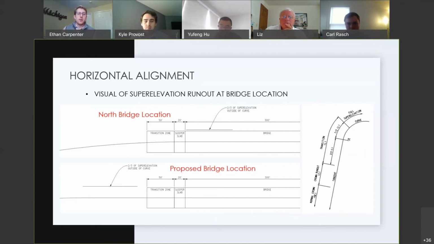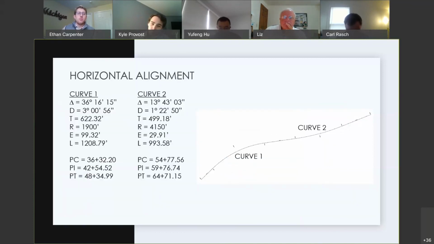As you can see in the diagram, the north bridge does not allow a super elevation runout of the proposed length. The only option for the northern proposed bridge alternative is to use a straight line method of design, which is considered to be a less viable option. This led us to ultimately choose the southern proposed bridge location with a radius of 1,900 feet to allow for a 50-foot transition zone at the bridge. The final curve data is seen with curve 1 and 2 having a super elevation of 5% and 2.7% respectively.